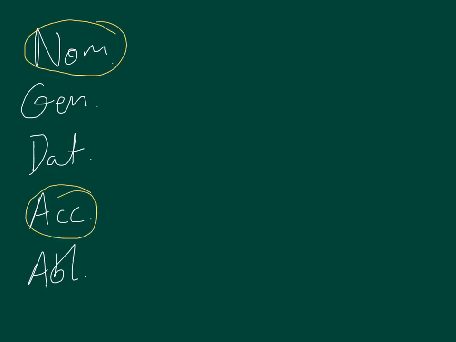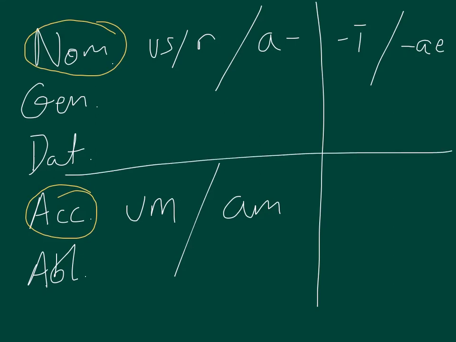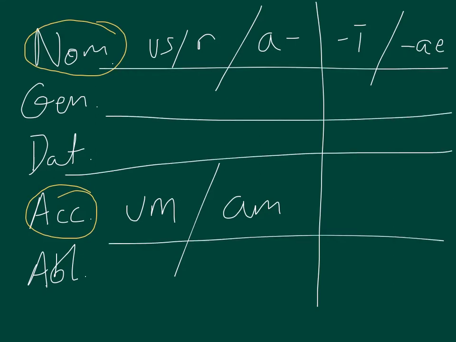Now what's interesting about each one of these is that they have common masculine and feminine endings. In the nominative, we've seen the masculine endings of US and R, and we've seen the feminine ending of A. And in the accusative, we've seen the masculine ending of UM, and we've seen the feminine ending of AM. They also have plural endings as well. We've seen the masculine nominative ending, which is the long I, so that's plural, and we've seen the AE, which is plural. We have not seen the accusative plurals yet, and we haven't looked closely at any of the other endings.